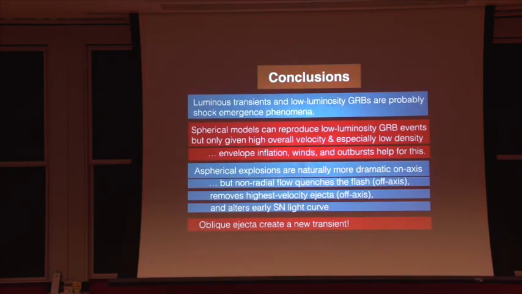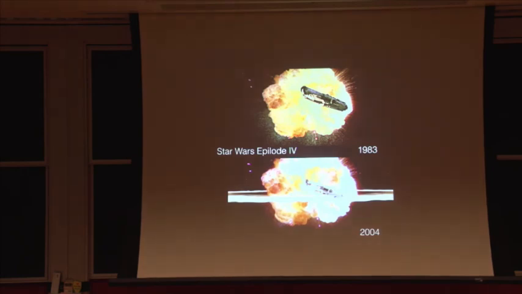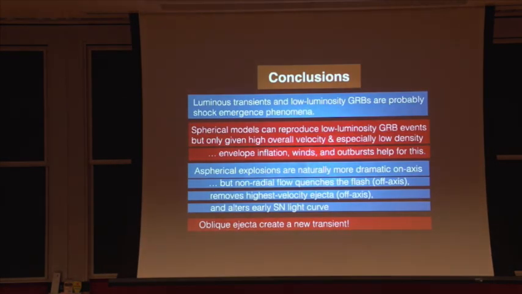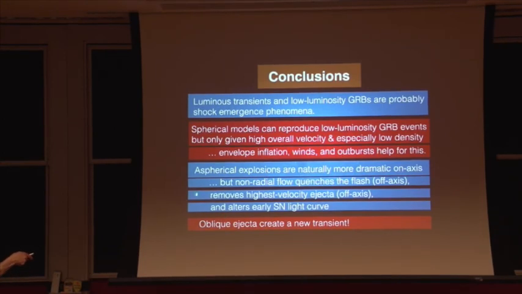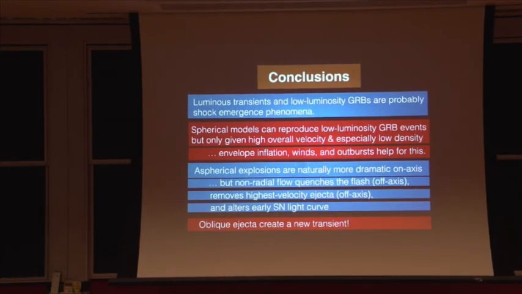Basically, the conclusions are that these low luminosity transients, and especially low luminosity gamma ray bursts, are probably shock emergence phenomena. In order to power them, you need a significant amount of energy. And in spherical models, you can play with the density distribution in various ways, which helps somewhat. But to really get mileage out of your low luminosity gamma ray burst model, you need an aspherical explosion.